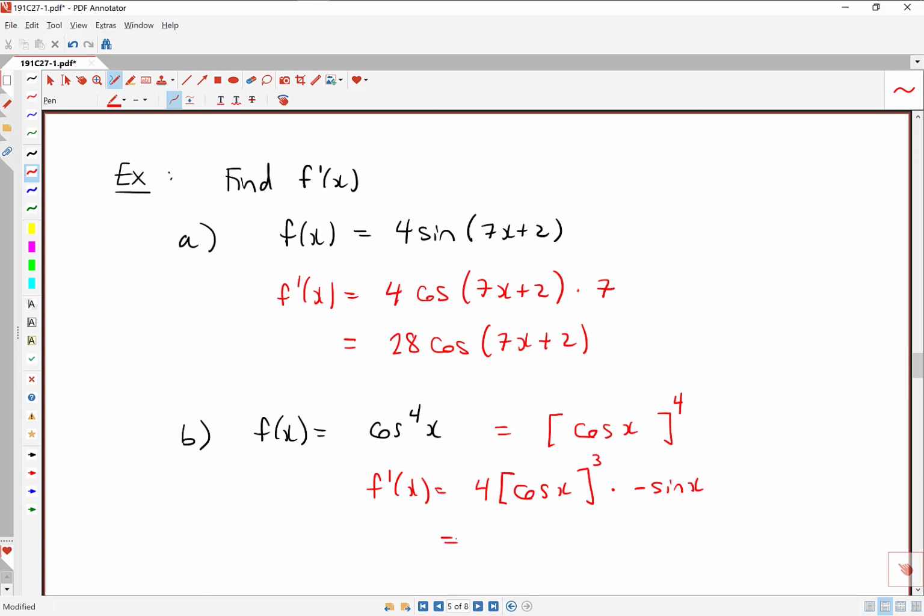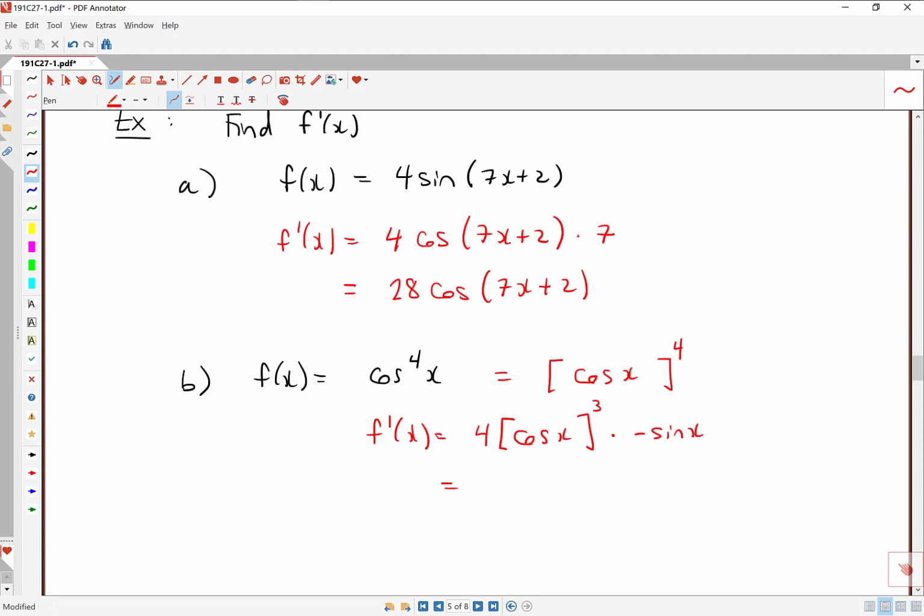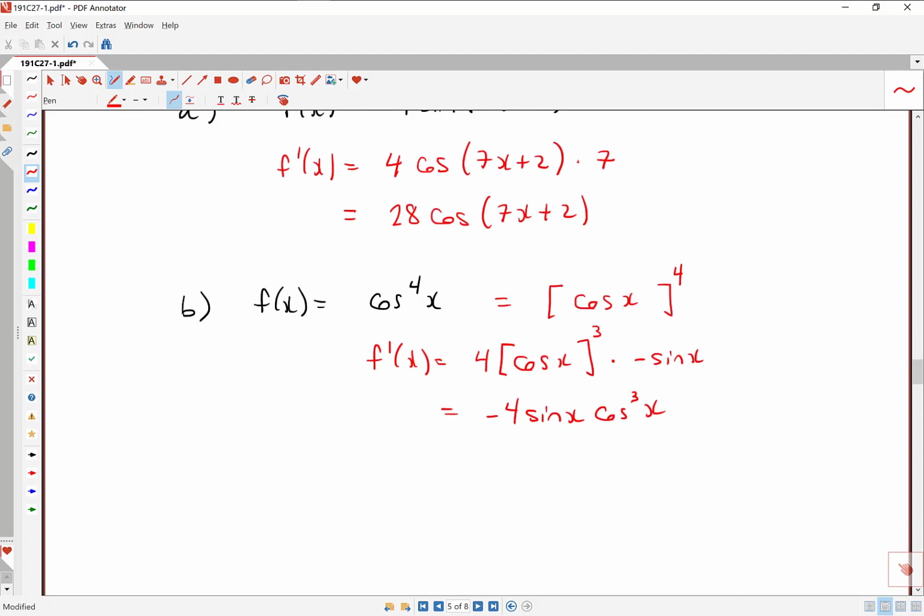Okay, so then to clean that up, normally the trig functions with the lower powers are written earlier in the expression. So we would get our coefficient by multiplying the 4 and the minus 1 together. We'd say it's minus 4, then we write our sine x, and then that cos x all cubed can be written as cos cubed x. So minus 4 sine x, cos cubed x, I would say is the most conventional way to write that.